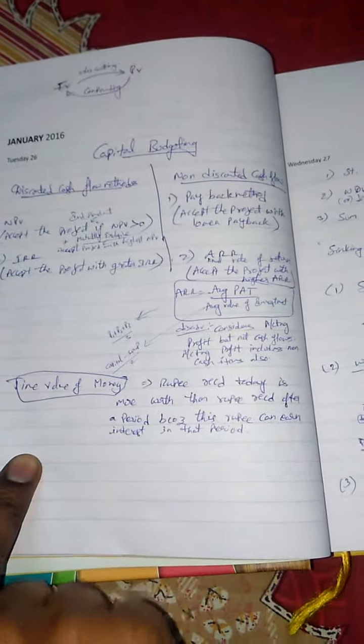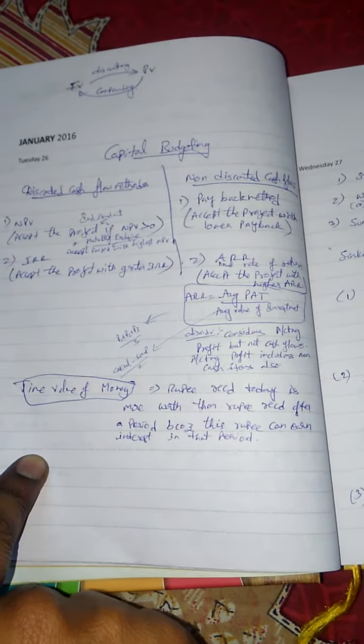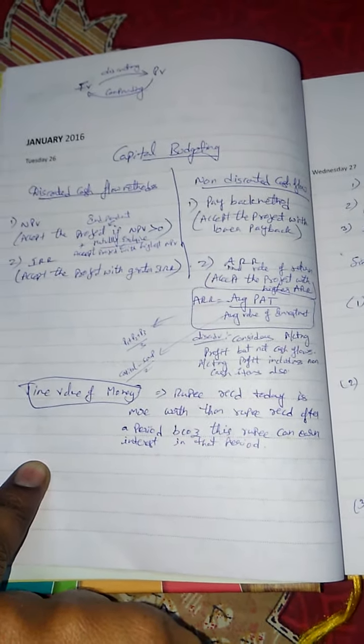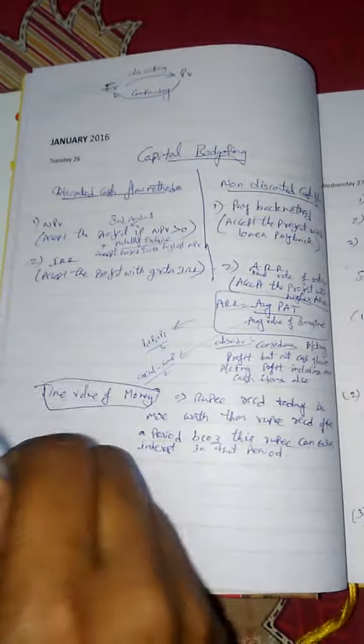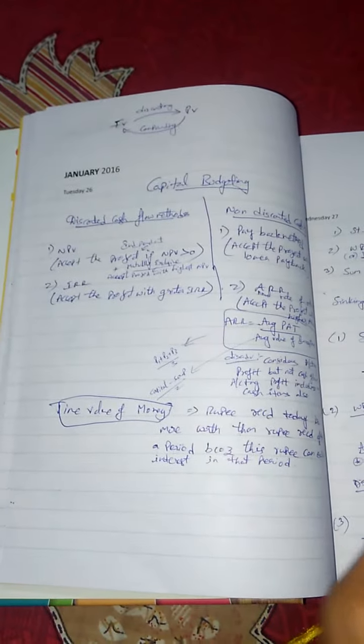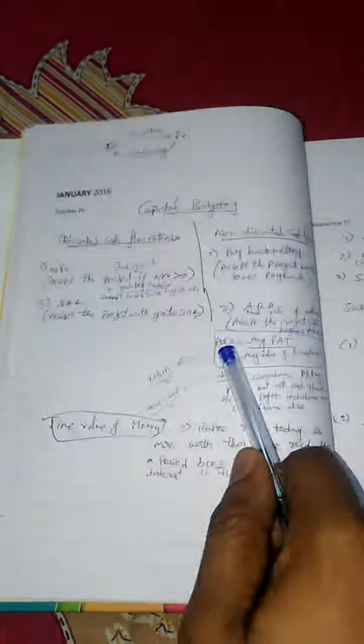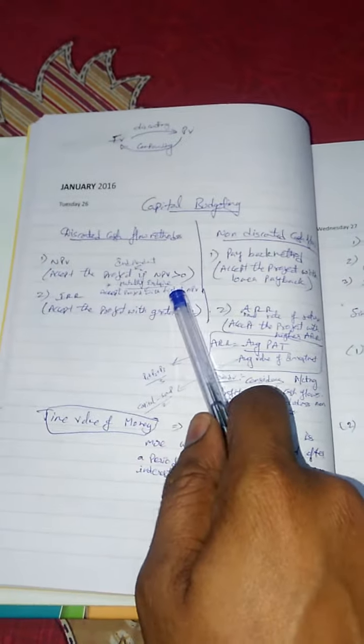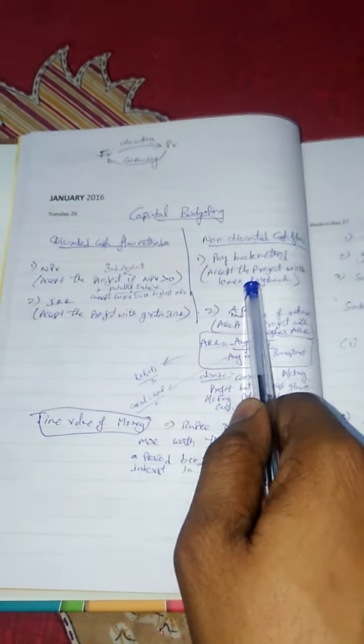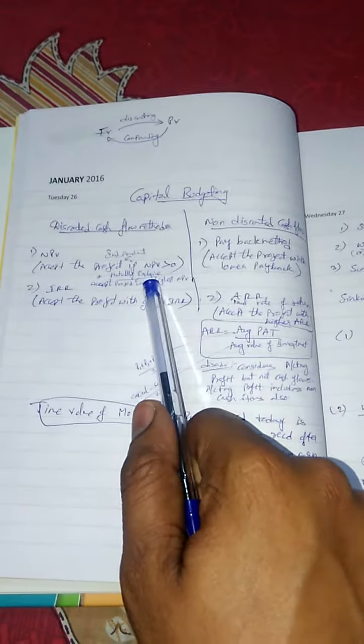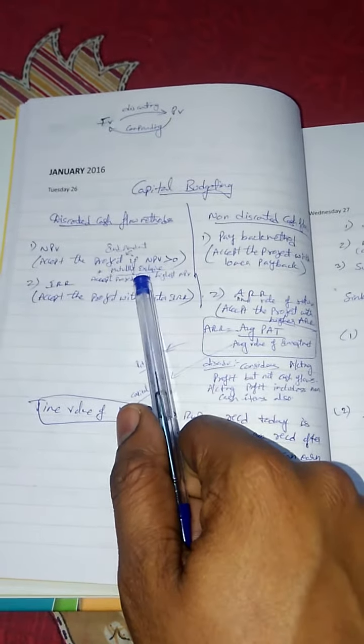So capital budgeting is basically the methods to decide upon the profitability or viability of a project in which we can invest our capital. The methods are classified into two types. One is the discounted cash flow method, the second is the non-discounted cash flow method. In the discounted cash flow method, we'll consider the time value of money.